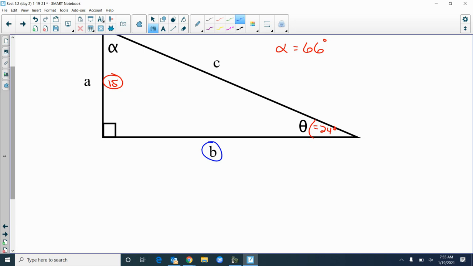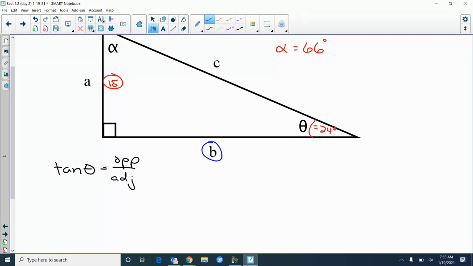All right, how am I gonna set that up? Max, what do you got for me? I'm not sure. Okay, here's what we gotta do. You gotta take a look at what we got. I know this angle is 24 degrees, and I know this side is 15, and I'm looking for this side. So in relationship to this angle, that's the opposite side, and that is the adjacent side. Which trig function uses opposite and adjacent? Tangent. So tangent of an angle is equal to opposite over adjacent.